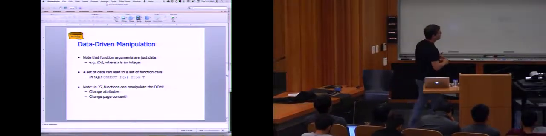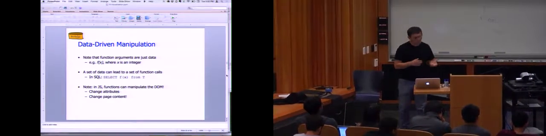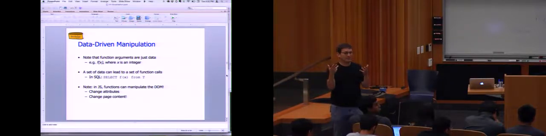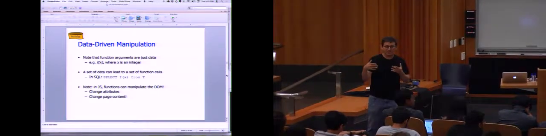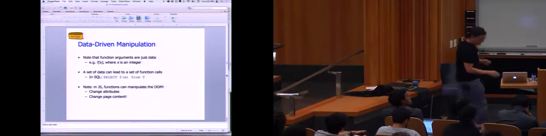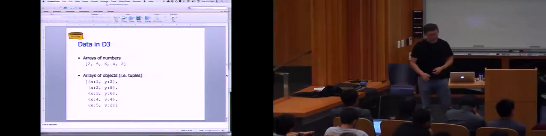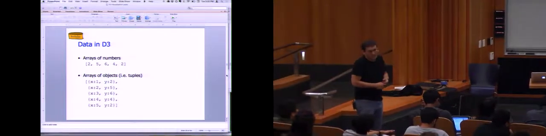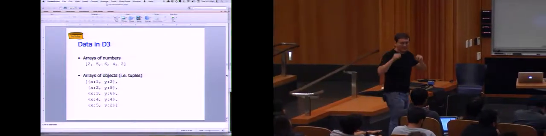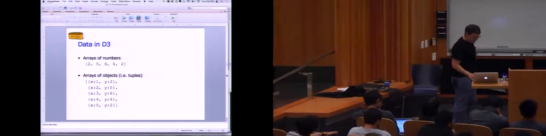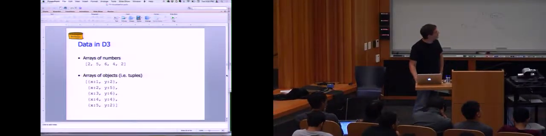So in JavaScript, functions can manipulate the DOM. They can change attributes. They can change page content. So if you feed a bunch of data into something that changes the page, it'll change the page for each piece of data, which means you can get a sort of data visualization out of it. Okay, and so that's what we're going to do next. What is data in D3? It's arrays. That's how D3 stores data. It could be just arrays of raw numbers, or it could be arrays of objects, which are just hash maps or tuples, right? So that's what data is in D3. And you can convert lots of things into that form, like CSV files or whatever.